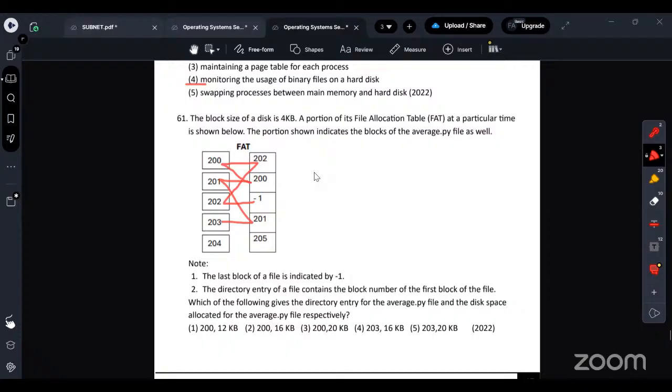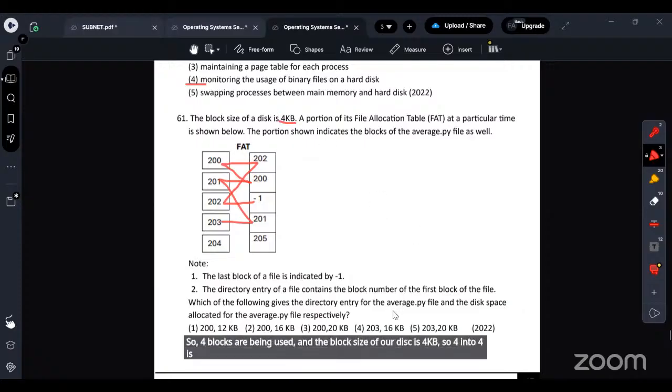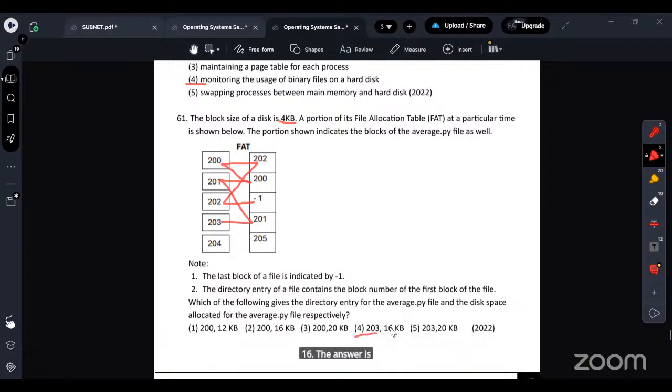So 4 blocks are being used, and the block size of a disk is 4 KB. So 4 into 4 is 16. The answer is 16 KB. And why 203? Because it ends at that. All right. 4. Yes, correct, Amras. Good.